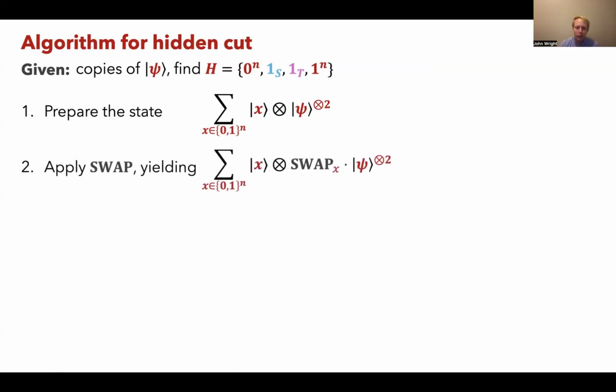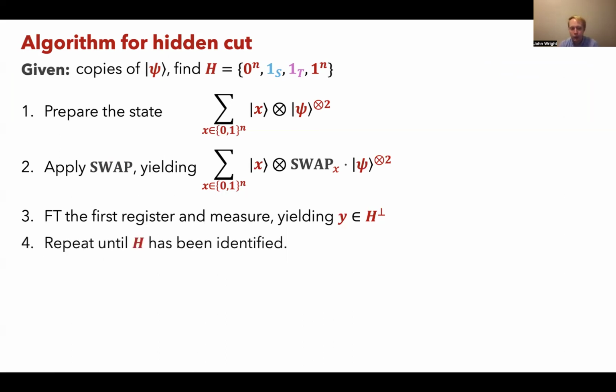And then what we're going to do is condition on the first register. We're going to apply swap sub x on the second register. And then we're going to Fourier transform the first register and measure. And it turns out, I don't have time to prove this, but this will always yield a string y which is in the orthogonal complement of h, so that's in h perp. And then we just simply repeat this algorithm enough times until h has been identified. So that's the algorithm for the hidden cut problem, very similar to Simon's algorithm.